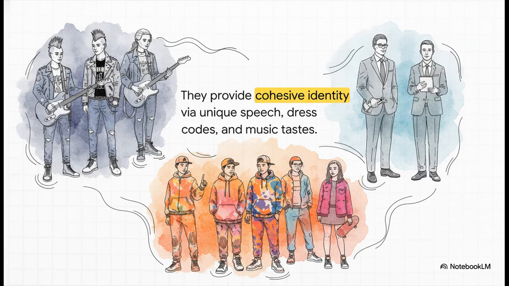They're usually marked by distinct speech patterns, unique dress codes, shared music tastes, or even private spaces. Whether we're talking about an elite youth group or a working-class neighborhood club, these subcultures create their own little world of meanings. They basically differentiate themselves from everybody else to build a positive self-image through the recognition of their peers.